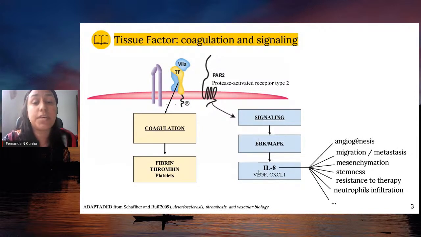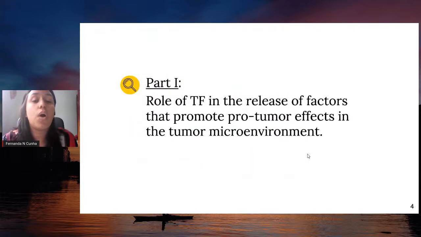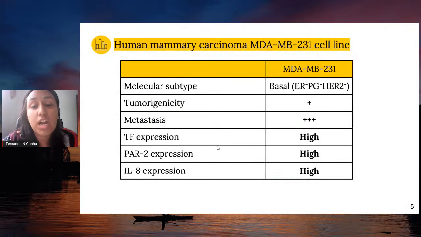Since this chemokine has been described to contribute to several aspects of tumor progression, in the first part of my work, we aim to investigate the role of TF in the release of factors that promote pro-tumor effects in different types of cells of the tumor microenvironment. For this, we used the breast cancer cell line of aggressive phenotype named MDA-MB-231 cells, or just MDA from now on, which comes from a highly metastatic human tumor of the basal subtype of breast cancer. These cells express high levels of TF and IL-8 proteins.